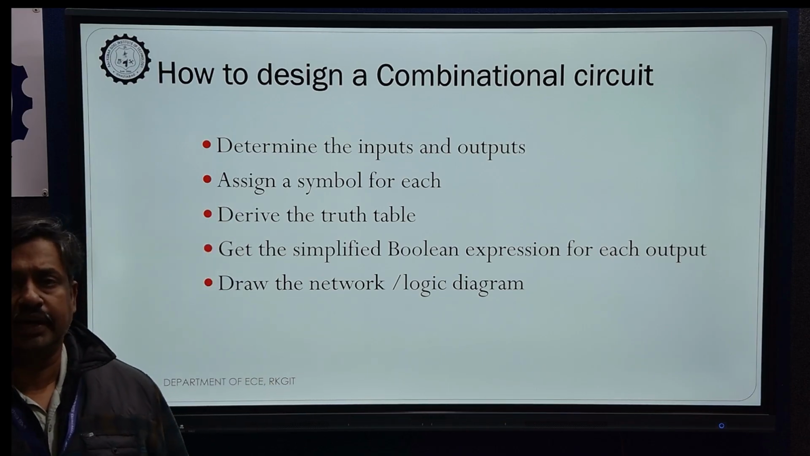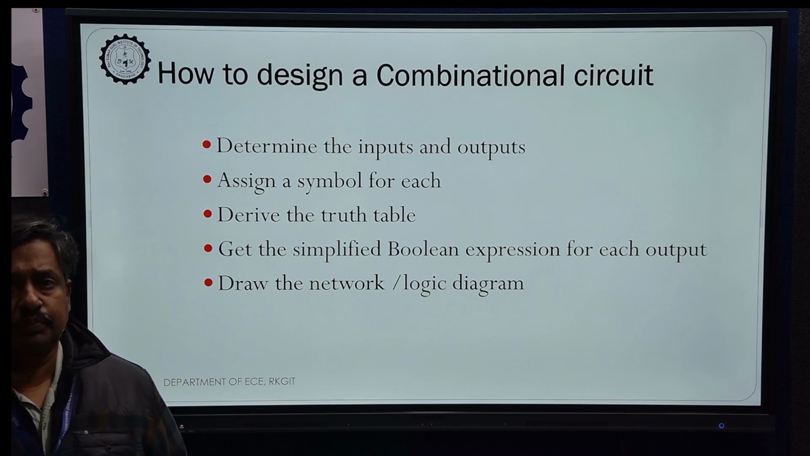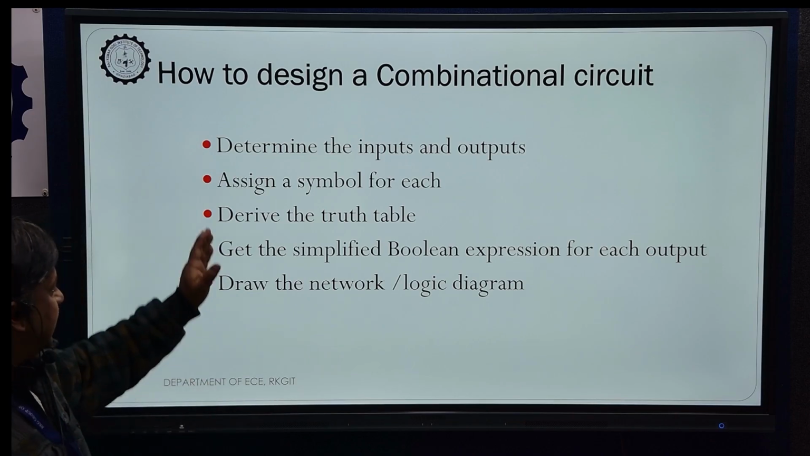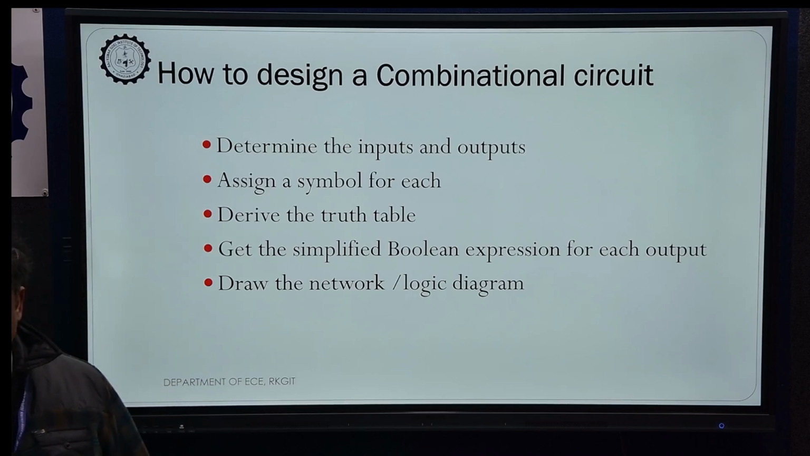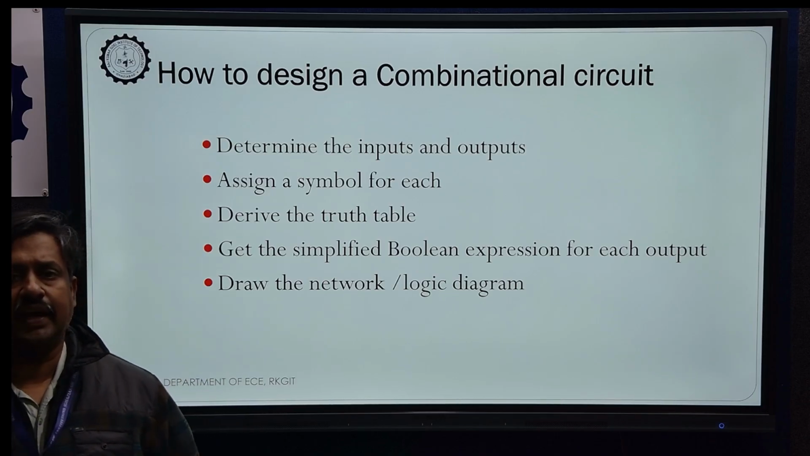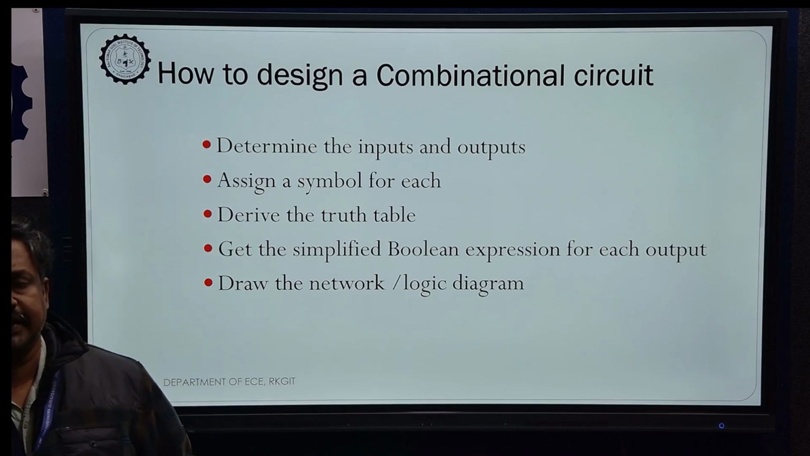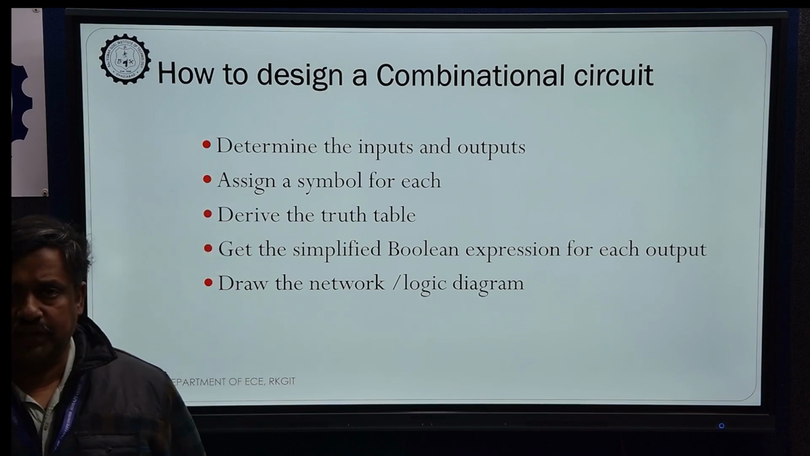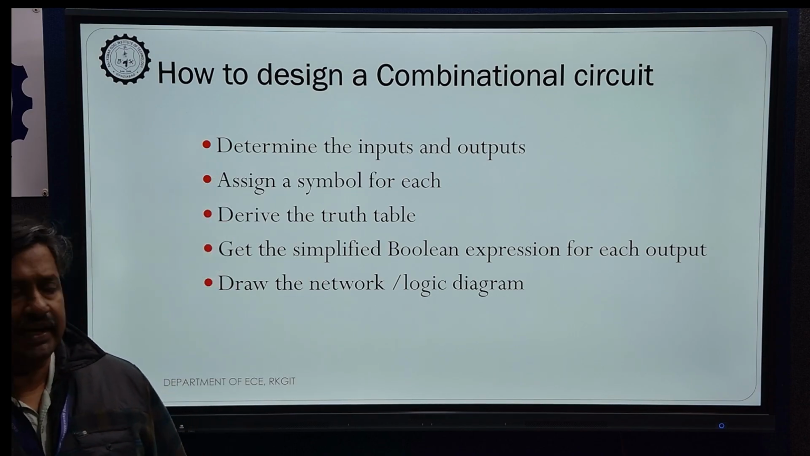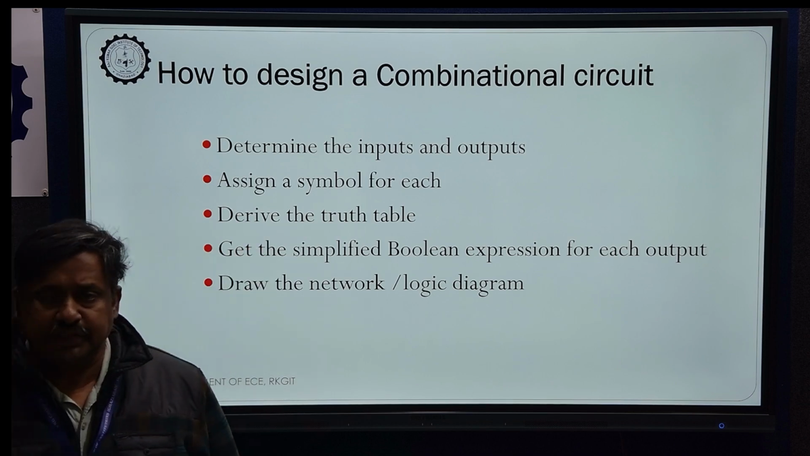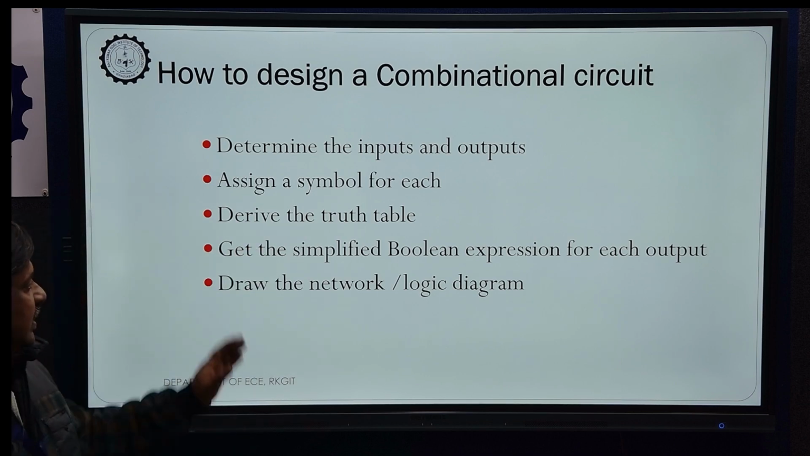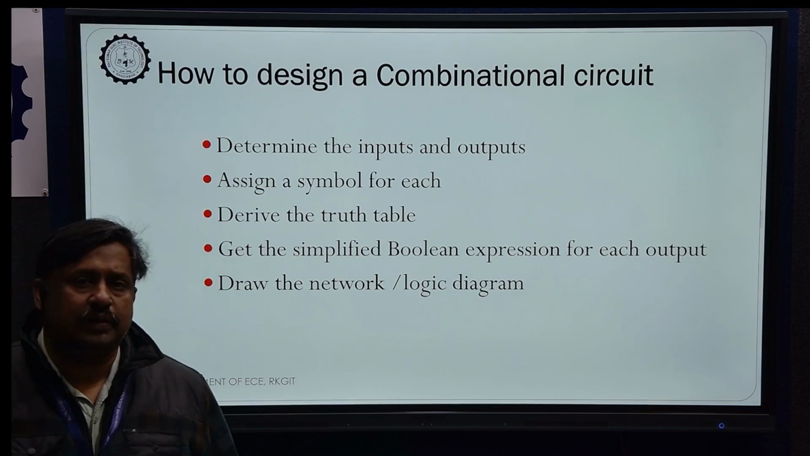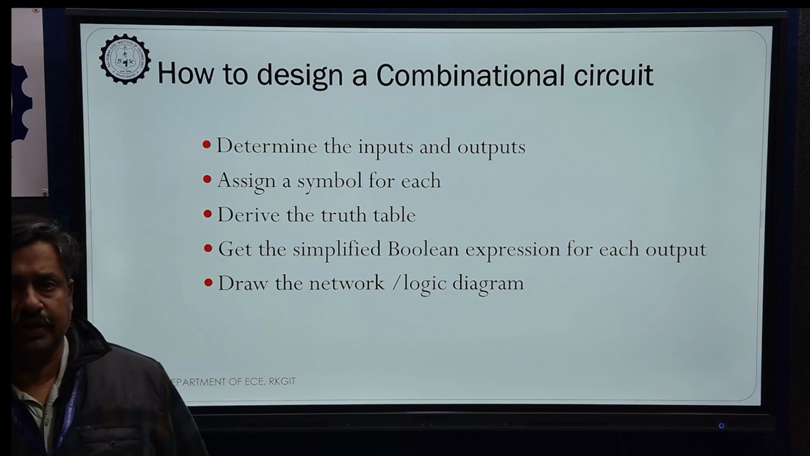For example, A and B are the two inputs, X and Y are the outputs. Second, assign a symbol for each. Already I mentioned that the inputs are A and B, and the outputs are X and Y. So we already determined the inputs and outputs, and assigned the symbols for each. Then the third step is the truth table, which defines the input output relationship.